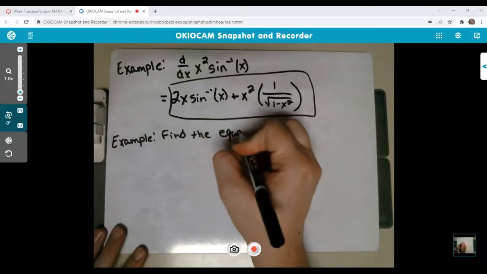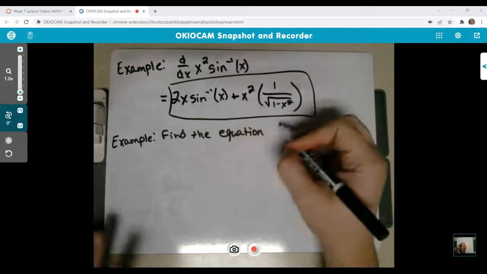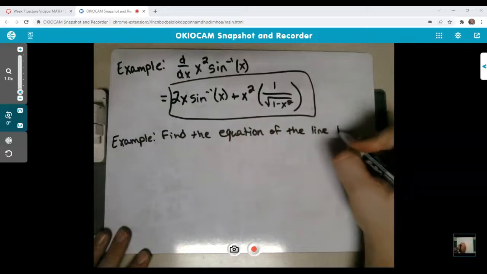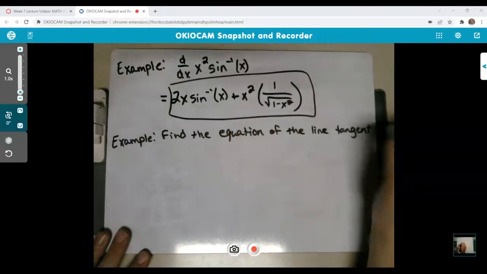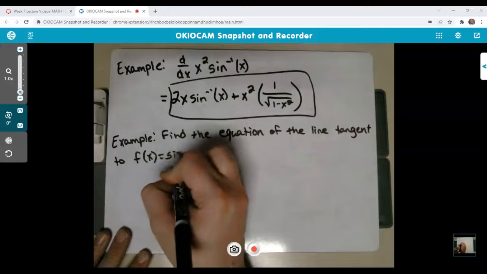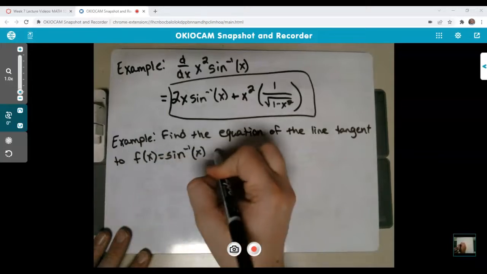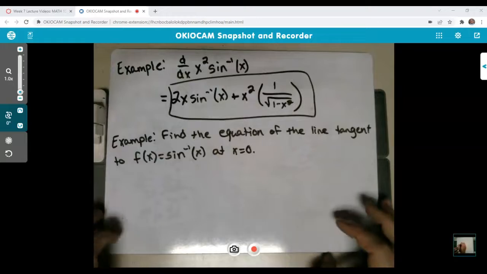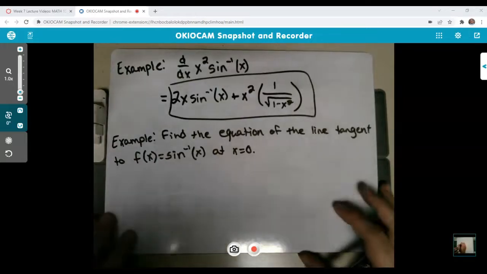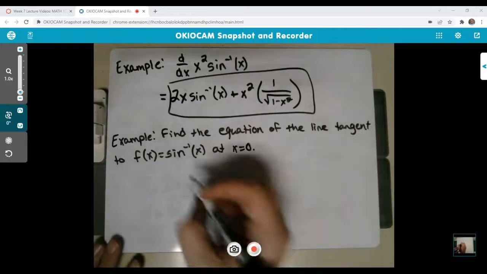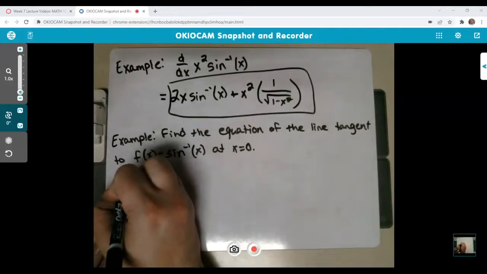Find the equation of the line tangent to the function f of x equals inverse sine of x at x equal to 0. So we've actually done a lot of these, right? What I need is I need a point and I need a slope. A point isn't hard because I just plug in what the value is for x.